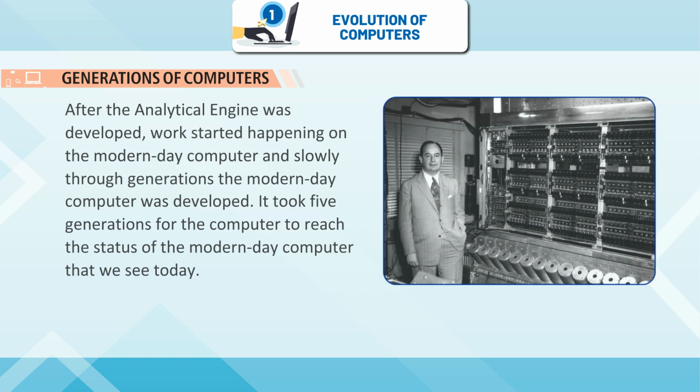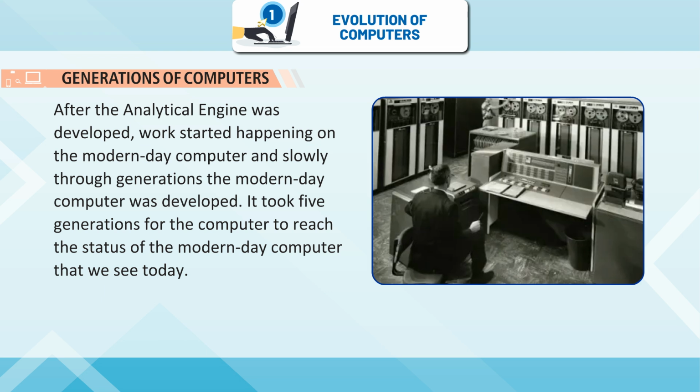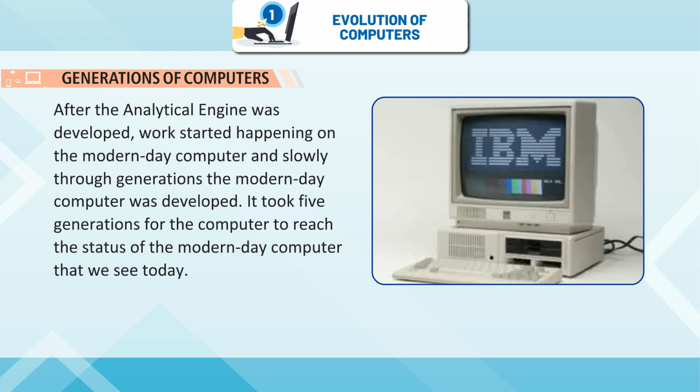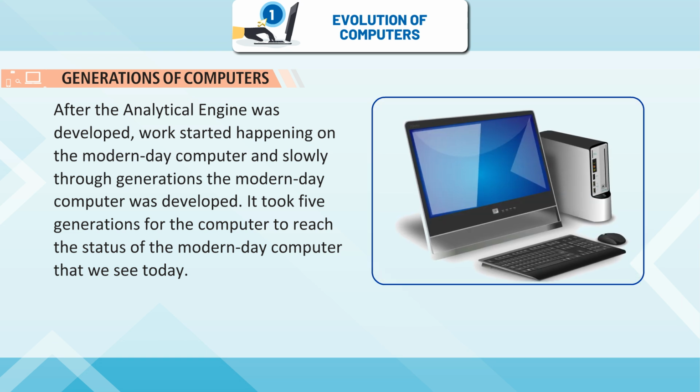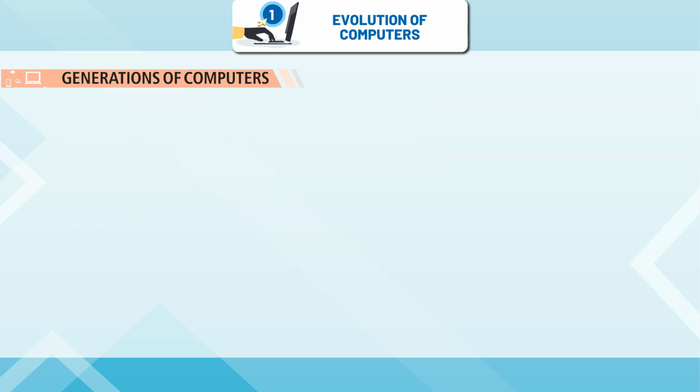Generations of computers. After the analytical engine was developed, work started happening on the modern-day computer, and slowly through generations, the modern-day computer was developed. It took 5 generations for the computer to reach the status of the modern-day computer that we see today.